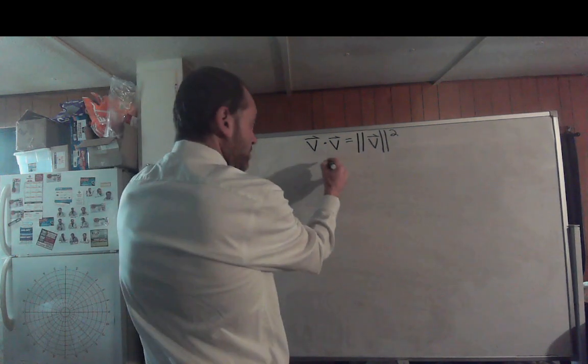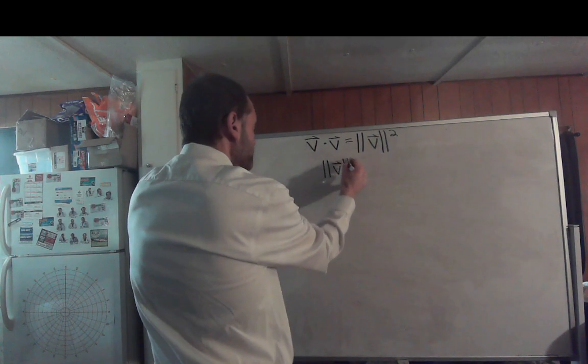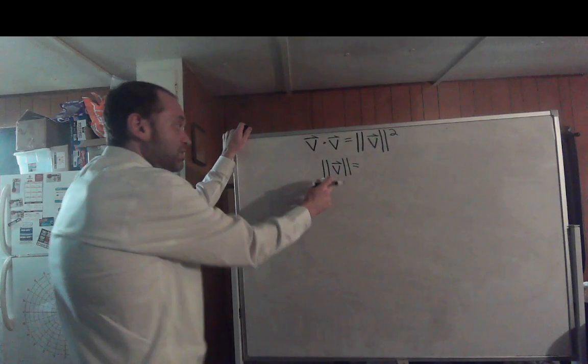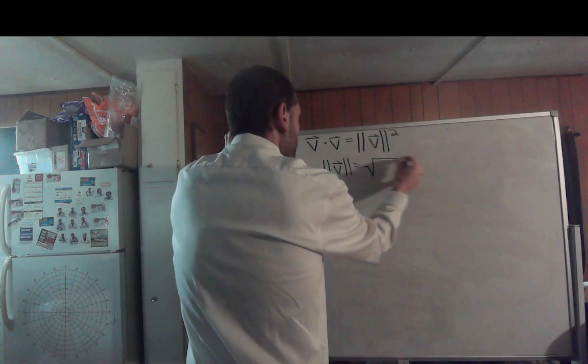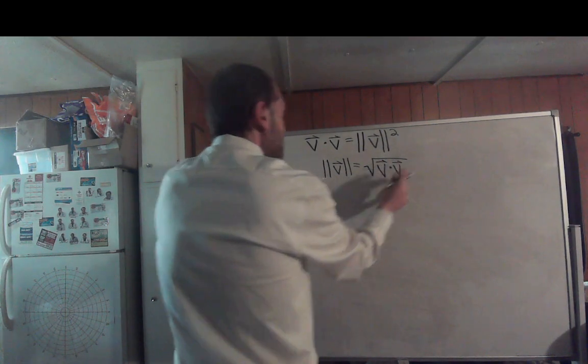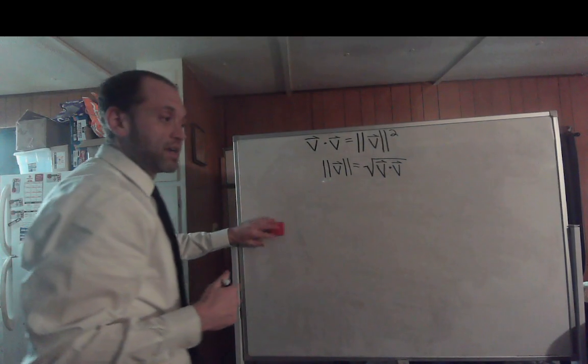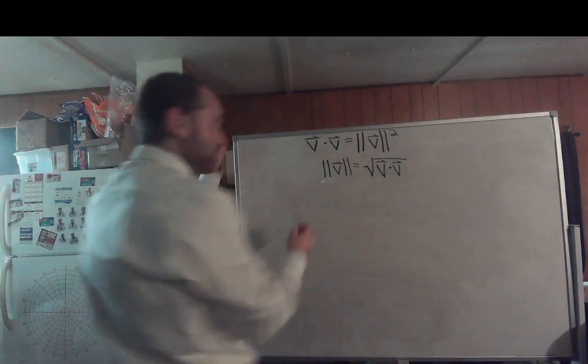So, in other words, to find the magnitude of the vector, you just take the square root of both sides. The magnitude of the vector equals the square root of the dot product of the vector on itself. That's how you can use dot products to find the magnitude of a vector. So let's do a few examples of that.